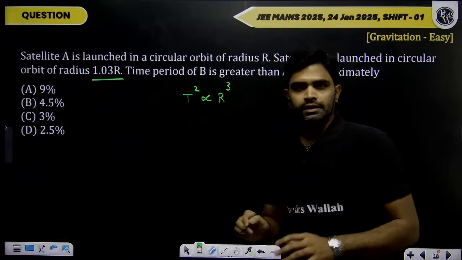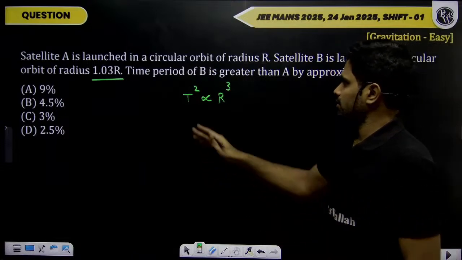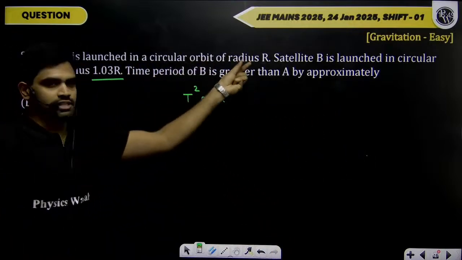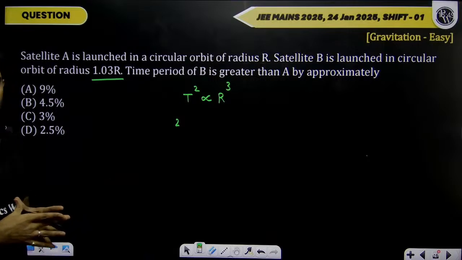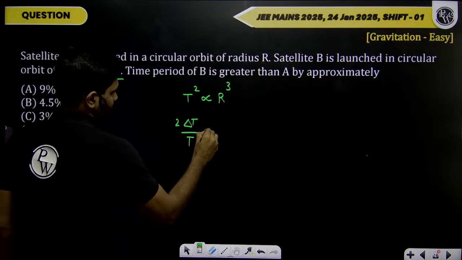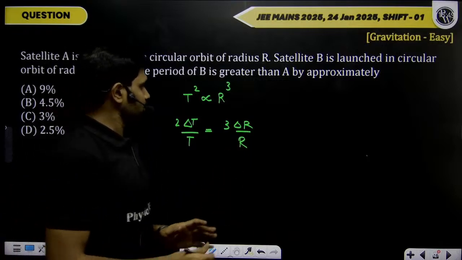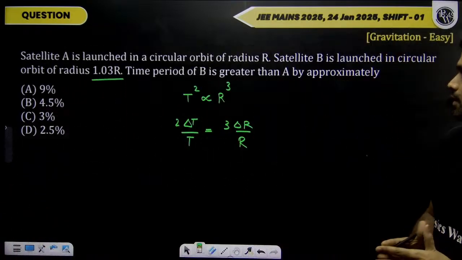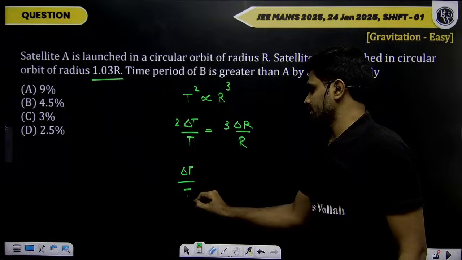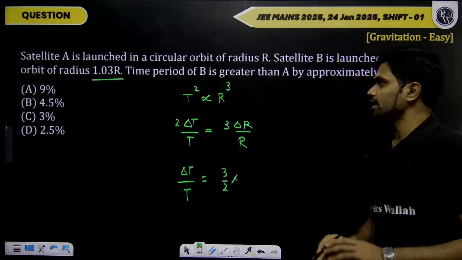T square is proportional to R cube, and for errors, we can use the error formula. Why can we use the error formula? Because there's a very small change, r and 1.03 r, a very small change. So 2 delta T by T will be 3 delta r by r, that is the error formula. We need delta T by T because they are asking the time period of B is greater than A by how much. So 3 by 2 delta r by r.